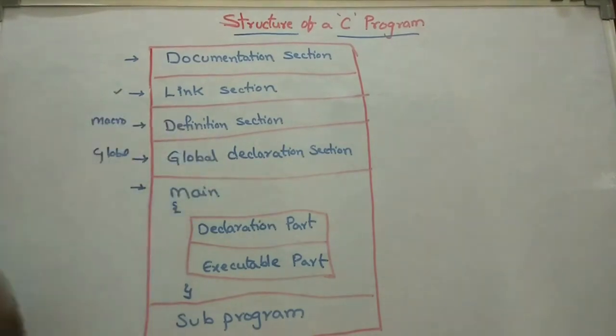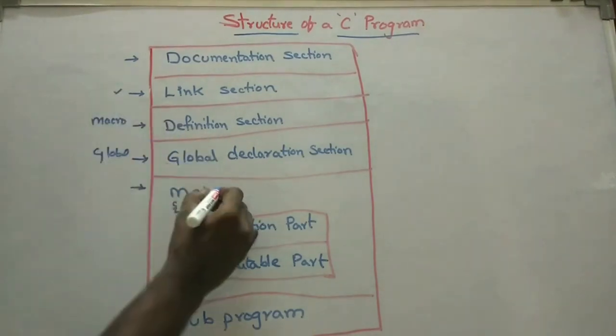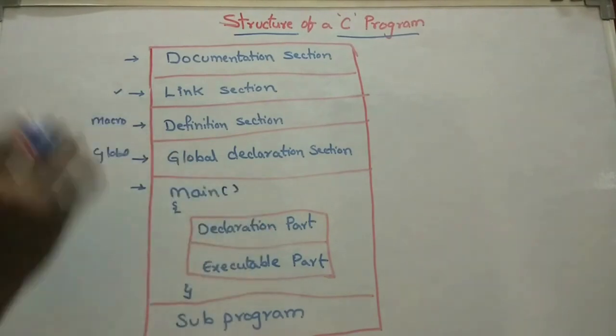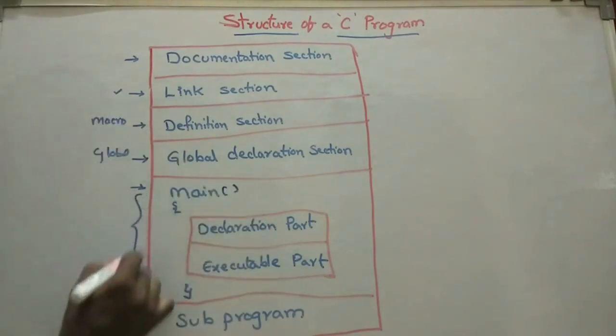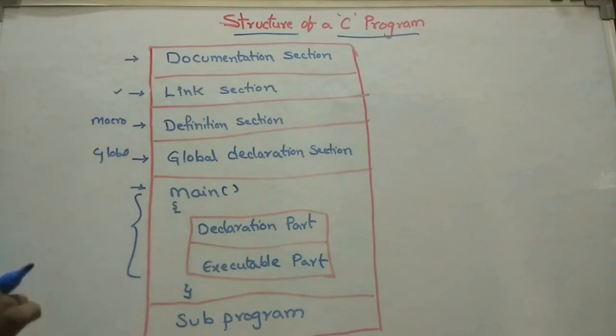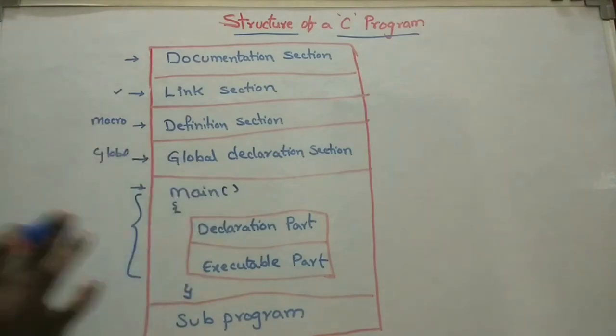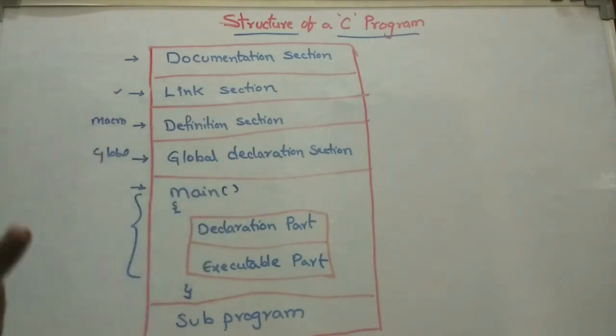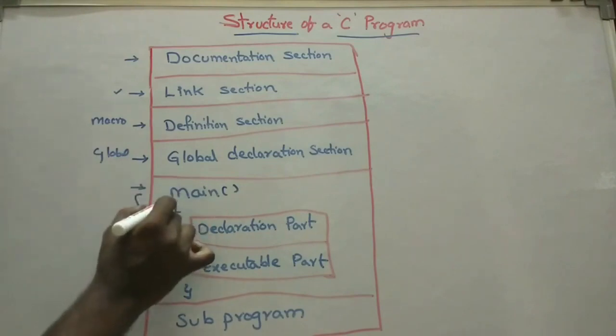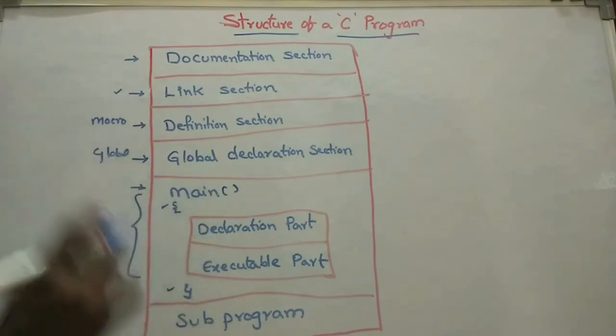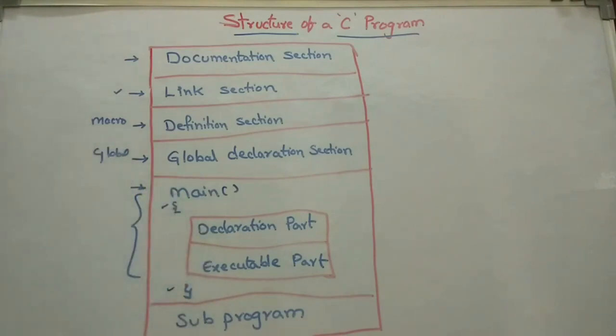And the next section is the main section, the main method in your program. It is the heart of your program. Without the main method, there is no program, meaning the program cannot be executed. This is the main method, with an open parenthesis and then a close parenthesis. This is the main part of your program.